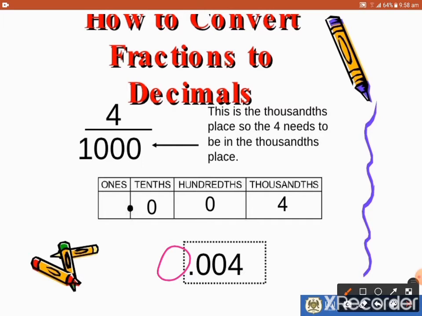So it is 0.004. There is one more way to do it. For this, we have to see how many zeros are there in the denominator. After the decimal, we should have that number of places. So we have 3 zeros in the denominator. It means there should be 3 digits after the decimal. But we have only one digit, that is 4. So for the remaining 2 places, we can put 2 zeros before the number. The number has become 0.004.